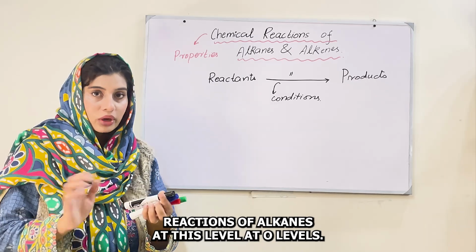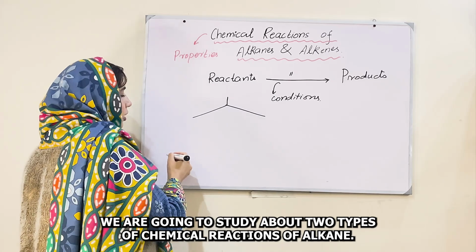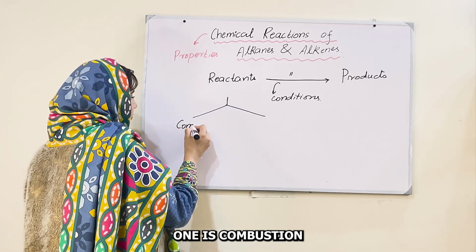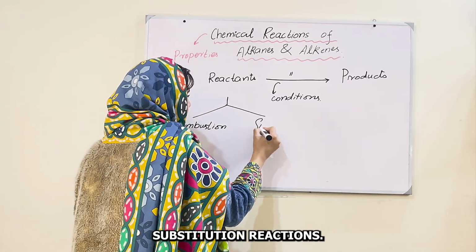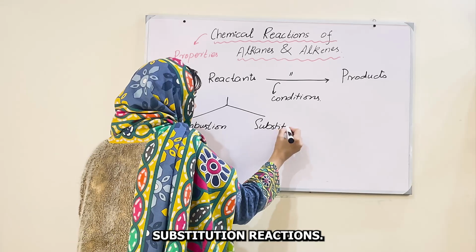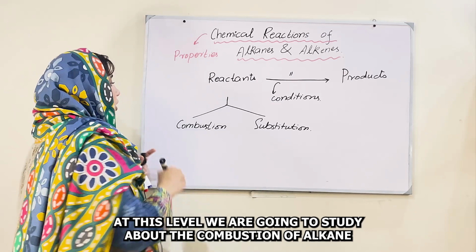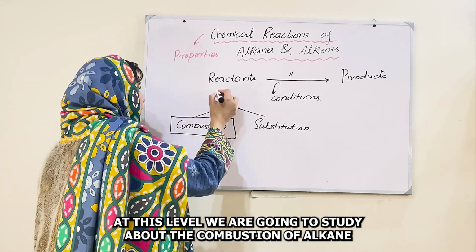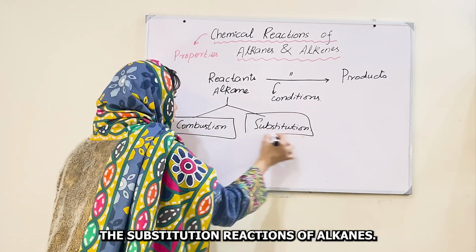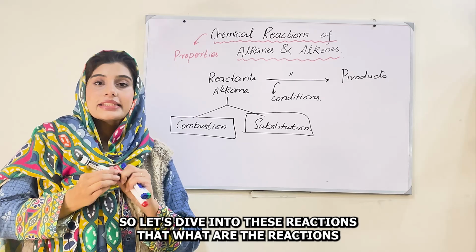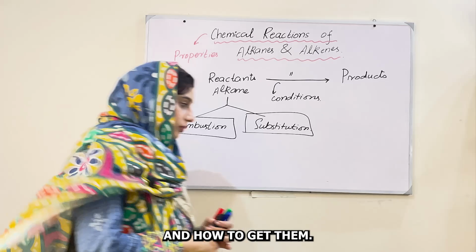So we are going to start with the chemical reactions of alkanes. At O levels, we are going to study two types of chemical reactions of alkanes. One is combustion and the other is the substitution reaction. At this level, we are going to study the combustion of alkanes and the substitution reactions of alkanes. So let's dive into these reactions, what they are and how to handle them.